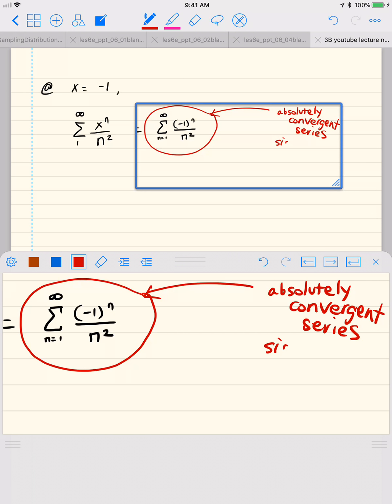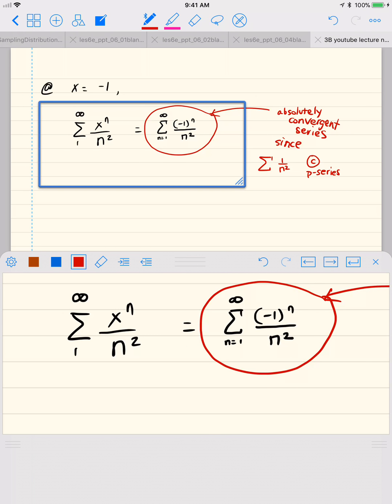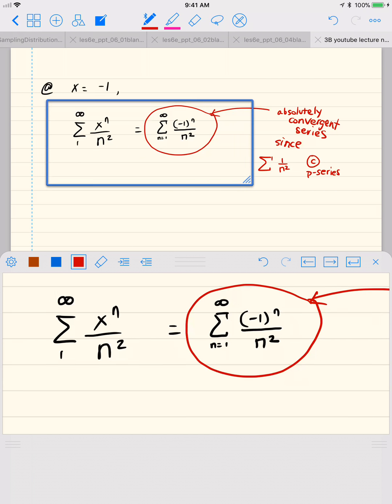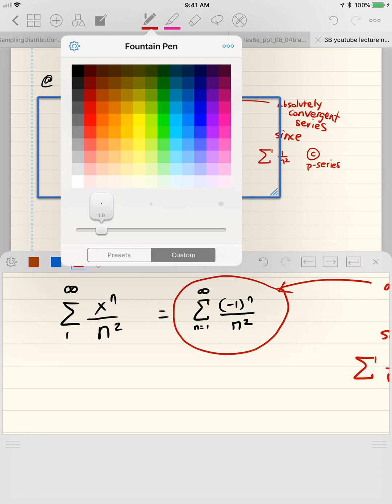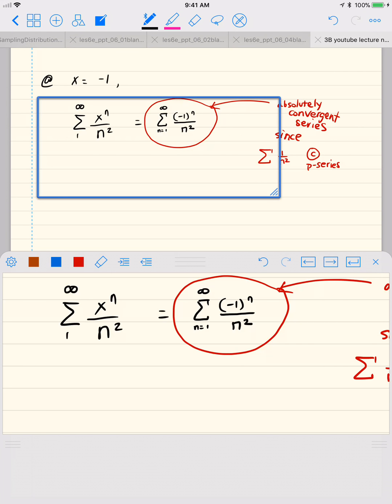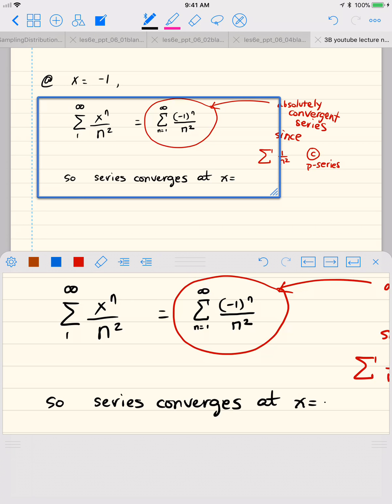Since when we look at the absolute value of the terms, this is a convergent p-series. So since it's absolutely convergent, the series converges. Okay, so the series converges at x equals -1.